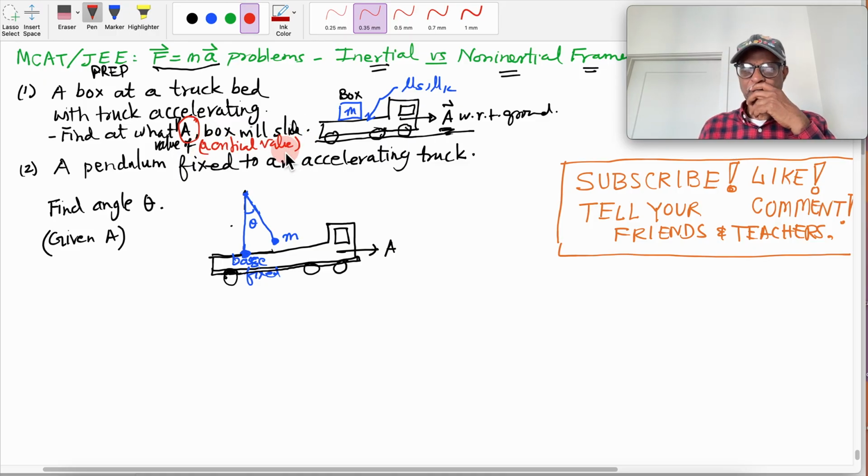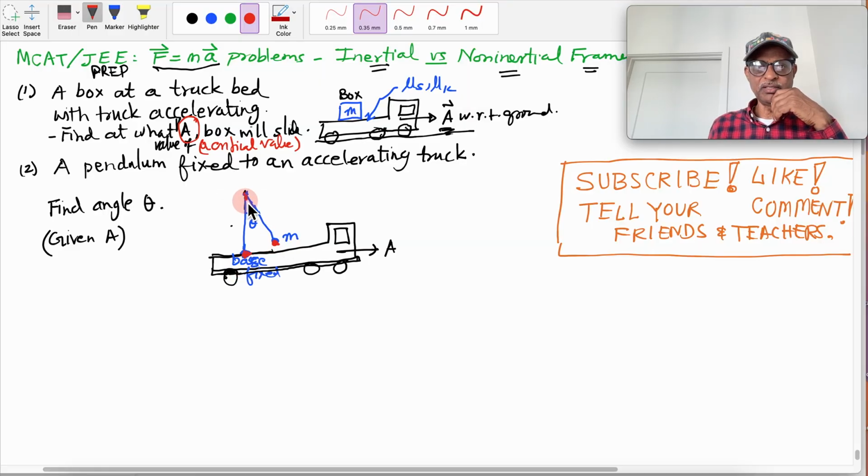Another related problem, I hope we have time to do it today. If not, I'm going to do it another day. I'll just add two of these problems in the same video, one after another. This is the same truck, but instead of a box, you put a pole here, and you put a pendulum, a string and a mass.